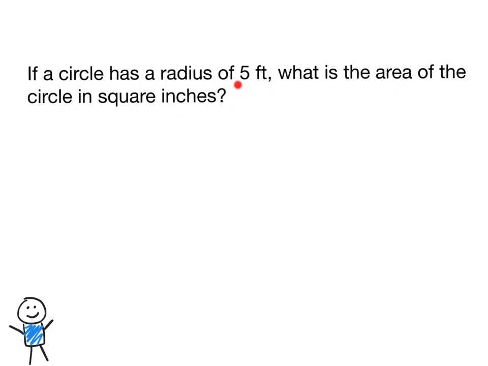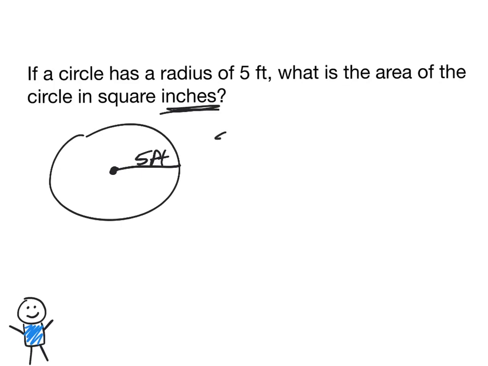The last example says, if a circle has a radius of 5 feet, what is the area of the circle in square inches? When in doubt, draw it out. So let's start by drawing a circle. We have a radius of 5 feet. And we're looking for the area in square inches. So we need to go ahead and convert 5 feet, which is what we're given in the problem. I need to work my way to get that into inches.